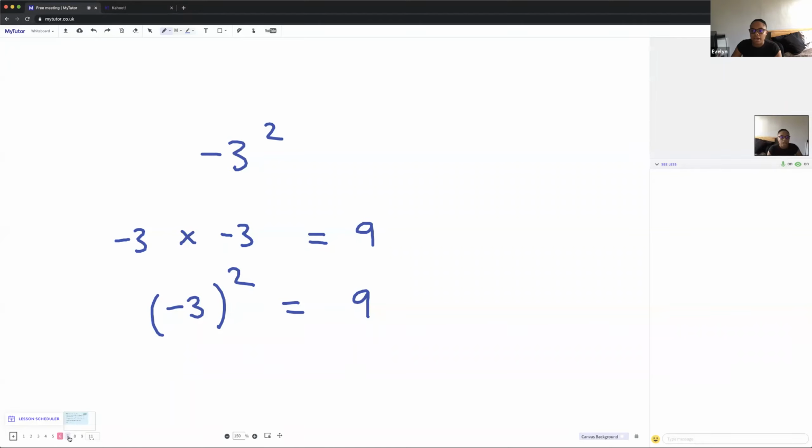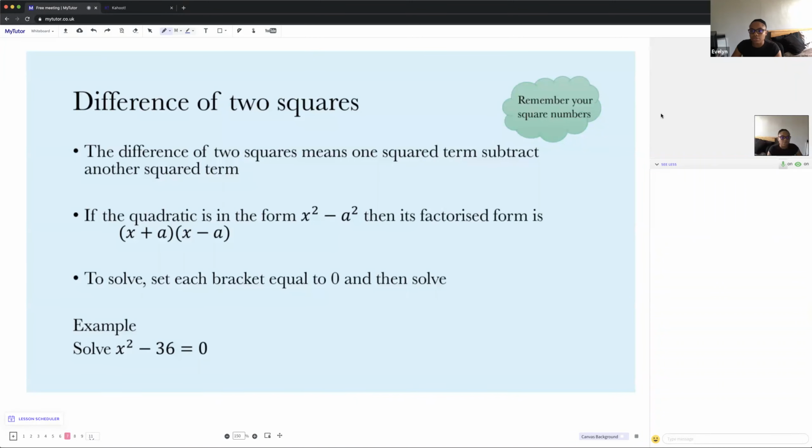Right. Now, let's go on to difference of 2 squares. So the difference of 2 squares means you have one square term subtracted by another square term, because difference just means subtract. Now, if the quadratic is in the form x squared minus a squared, then we can factorize it, and it will be x plus a, x minus a. And then you do exactly the same thing as we did before. When you have two brackets multiplied by each other, they're equal to 0. You set each bracket equal to 0, and then you solve.